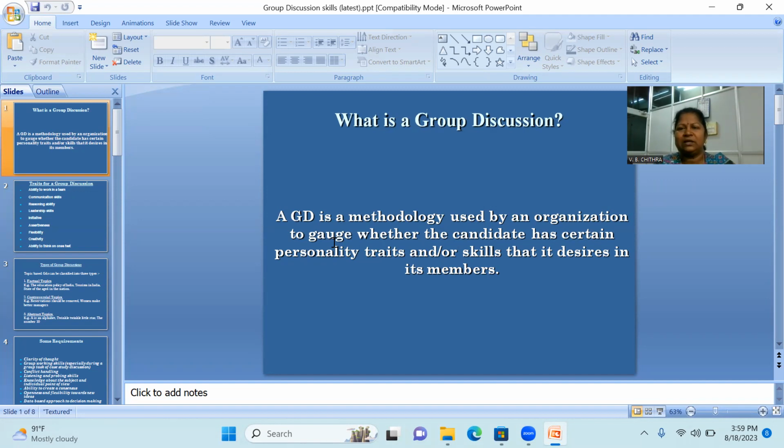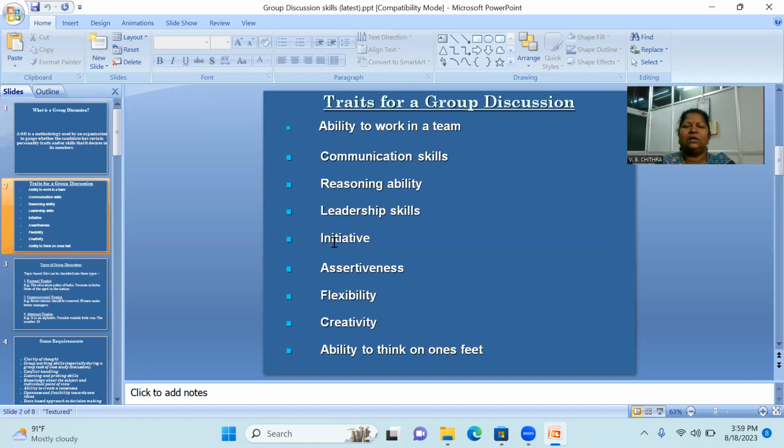And these personality traits may include leadership skills, communication skills, soft skills, managerial skills, time management, stress management, flexibility, adaptability, decision making skills, and also problem solving skills. Right? So now let us look at the traits for a group discussion. Here some important elements we have already discussed, but some more are added. So look at these traits.